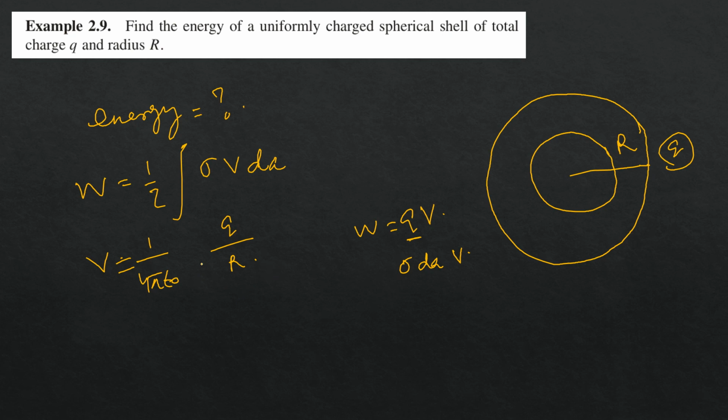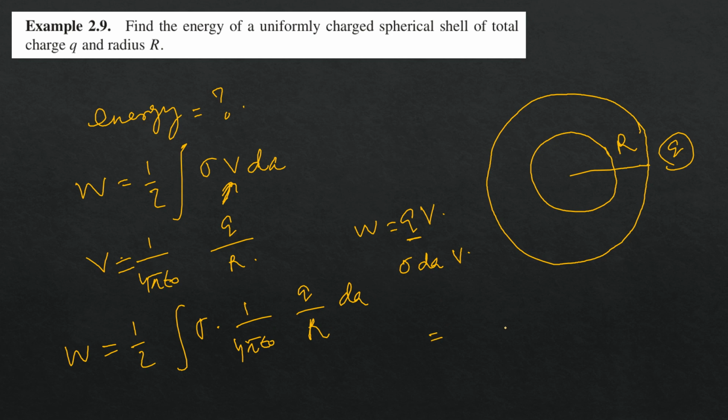So if you put it here, W is equal to half sigma times 1 by 4 pi epsilon naught Q by R into dA. Let's take everything out: 1 by 8 pi epsilon naught, because 1 by 2 was there, sigma Q by R.